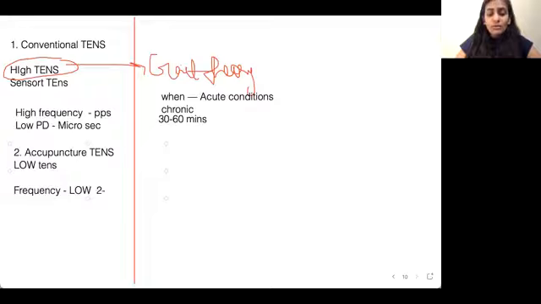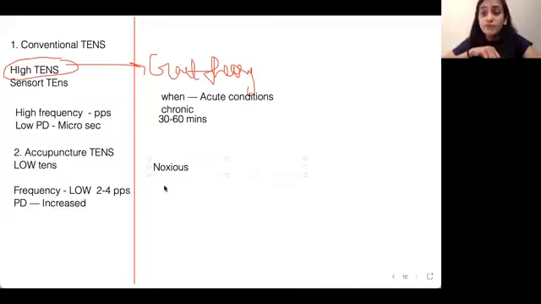It's going to be 2 to 4 pulses per second. Good. And what about the duration? Pulse duration. The pulse duration is going to now be increased. Okay, your pulse duration is going to be high here. Your frequency is low, but your pulse duration is increased. Now, the type of stimulus is going to be more like a noxious stimulus. That means it's going to be a painful stimulus.